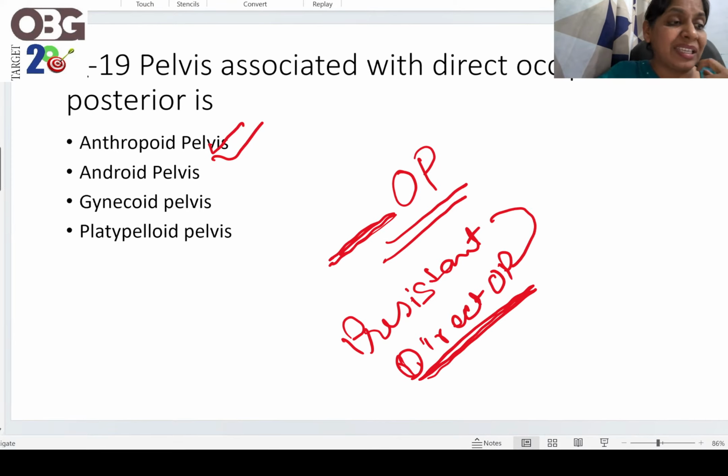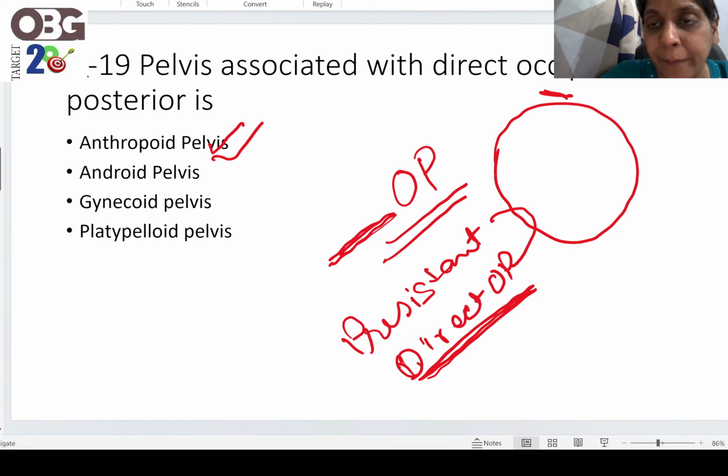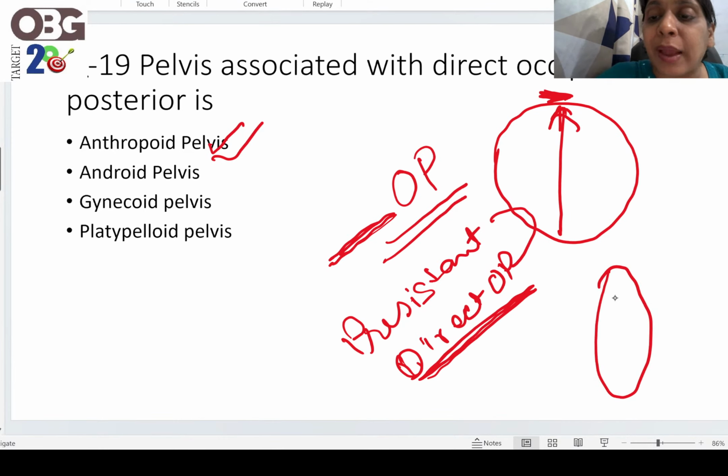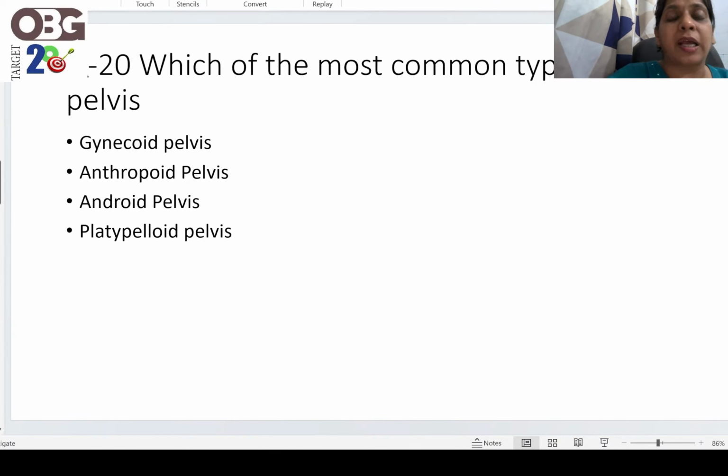Persistent, I have told you all, means the occipito-posterior stays where it is, and rotation is not possible. Direct occipito-posterior means, if this is the maternal pelvis and here is the sacrum, then if the occiput is just opposite the sacrum, that is known as direct occipito-posterior. Because the anthropoid pelvis is longitudinally oval, direct occipito-posterior is also common in the anthropoid pelvis. Very good, Dr. Prashant. Keep on interacting in the chat box, it will help you a lot.